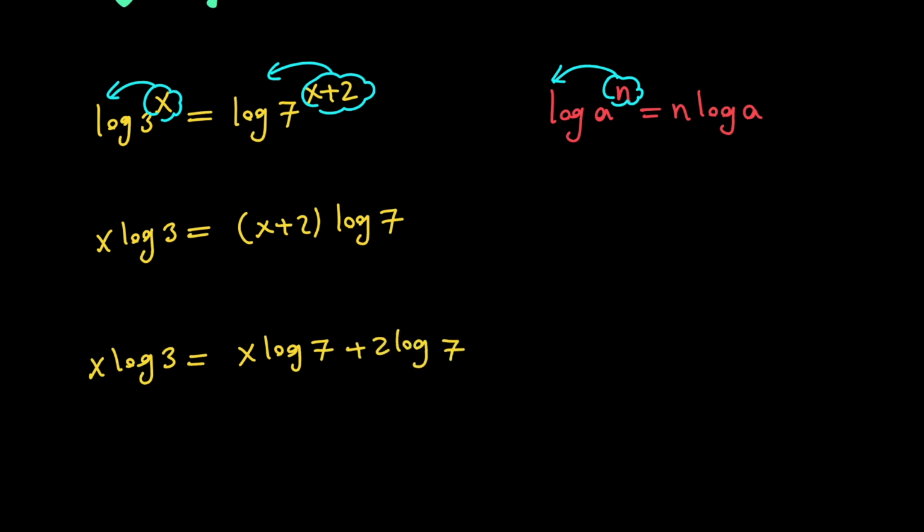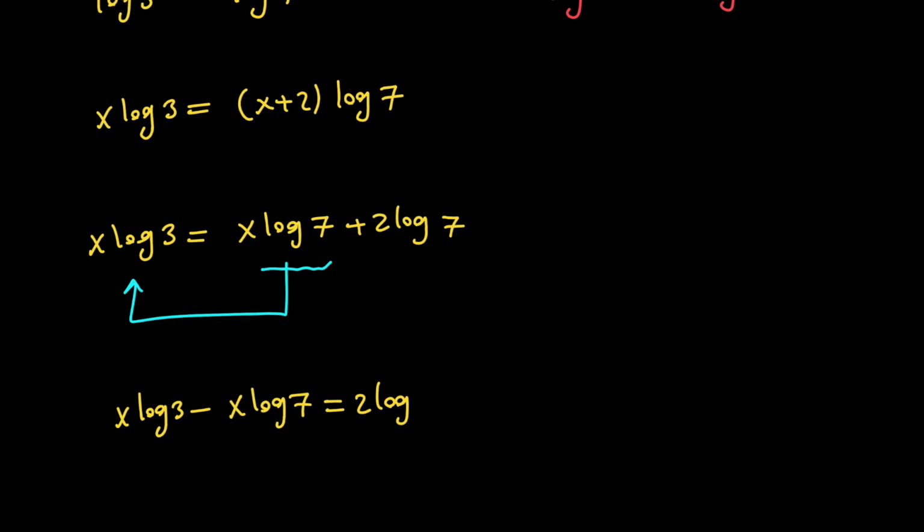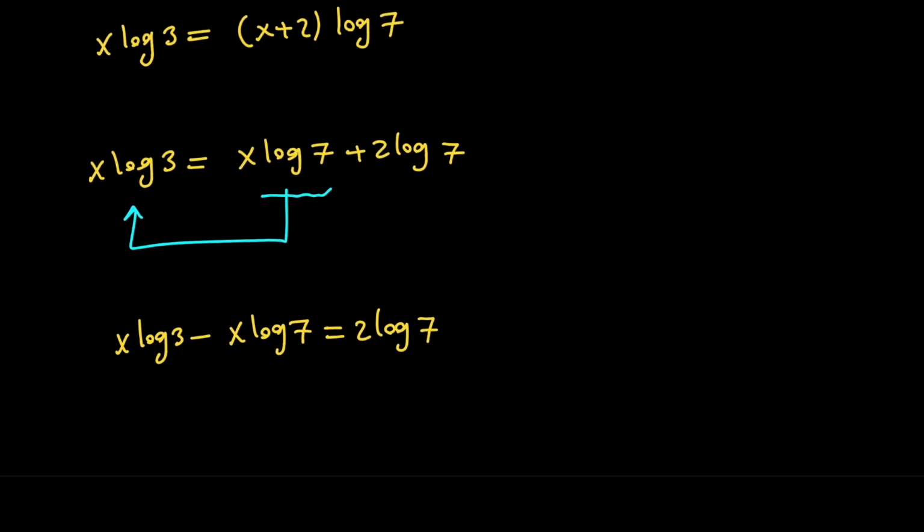Cool. Next, let's go ahead and move x times log 7 to the left-hand side to have the x's on the same side. So we will have x times log 3 minus x times log 7 equals 2 times log 7. And then let's go ahead and pull out the x on the left-hand side to get x times the quantity log 3 minus log 7 equals 2 times log 7.